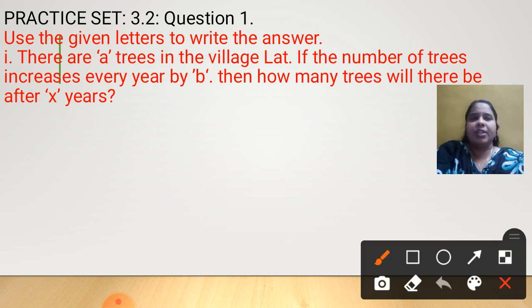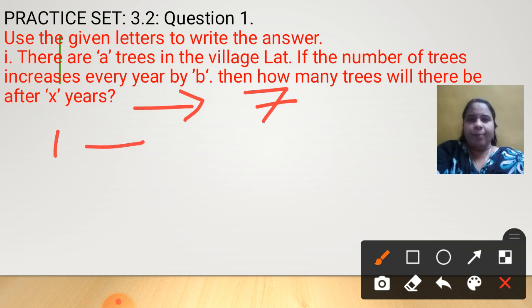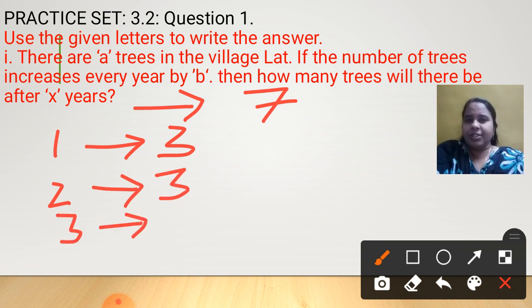Let us understand this with the help of an example first. Suppose there are total 7 trees in a village, say. Every year the number of trees increases by 3. So the first year the number of trees increases by 3. Second year the number of trees increases by 3. Third year the number of trees increases by 3. Yes, we need to keep on adding like this, right? So how will we get the total number of trees? 7 plus 3 plus 3 plus 3. 7 plus 3, 10. 10 plus 3, 13. 13 plus 3, 16. So the total number of trees is nothing but 16.